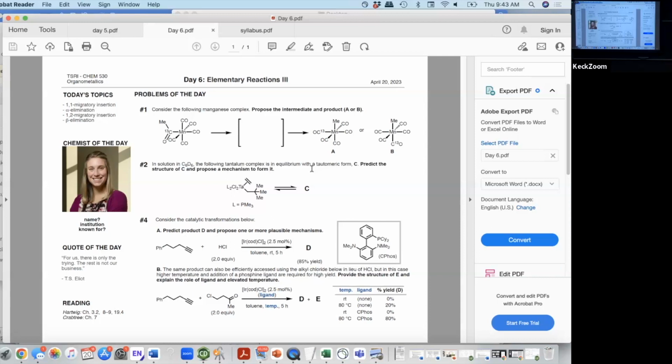So think through what's going on here and then be prepared to explain your reasoning. And this one I think should be fairly straightforward. So I'll give you 30 seconds to think about it.